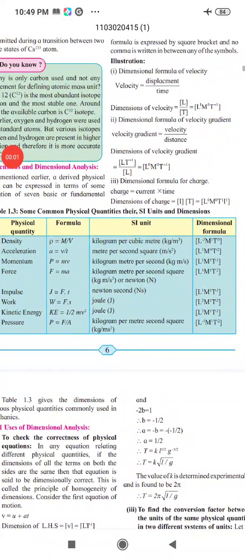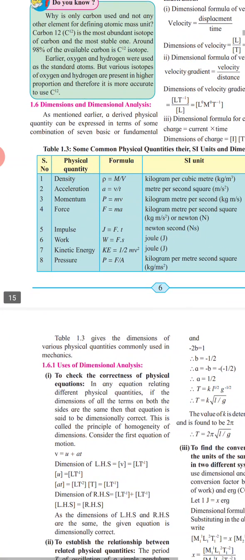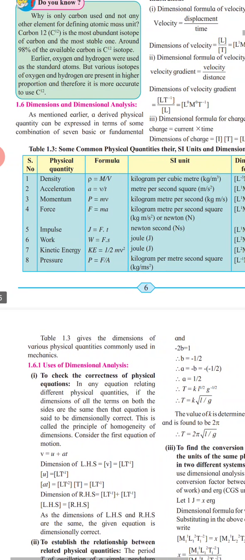Hello students, next topic: dimension and dimensional analysis. In the previous lecture we have seen fundamental quantities and fundamental units. With their units we can derive the dimension. To express any quantity we require three fundamental quantities and three fundamental units, that is length, mass and time.